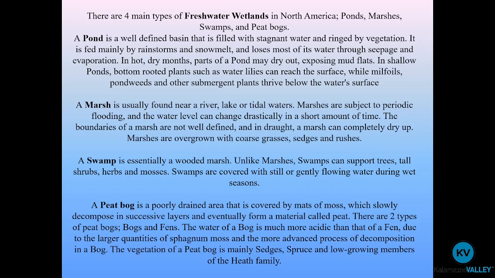And there are two types of peat bogs. There's bogs and then there's fens. The main difference in those is primarily the acidity level. Bogs tend to be much more acidic than fens, and that's due to having larger quantities of plants that make the environment more acidic, such as sphagnum moss.